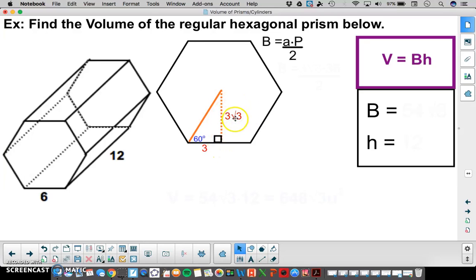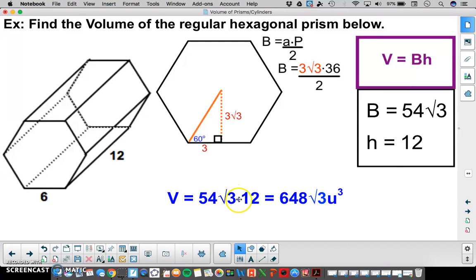Now that I have the apothem and the perimeter, the area of big B is 3 root 3 times 36 divided by 2, which gives us 54 root 3 for the area of our base. The height of the prism is that lateral edge, the length between the two bases, which will be 12. To find volume, I now plug in big B and H to the formula and have 54 root 3 times 12, which is 648 root 3 cubic units.